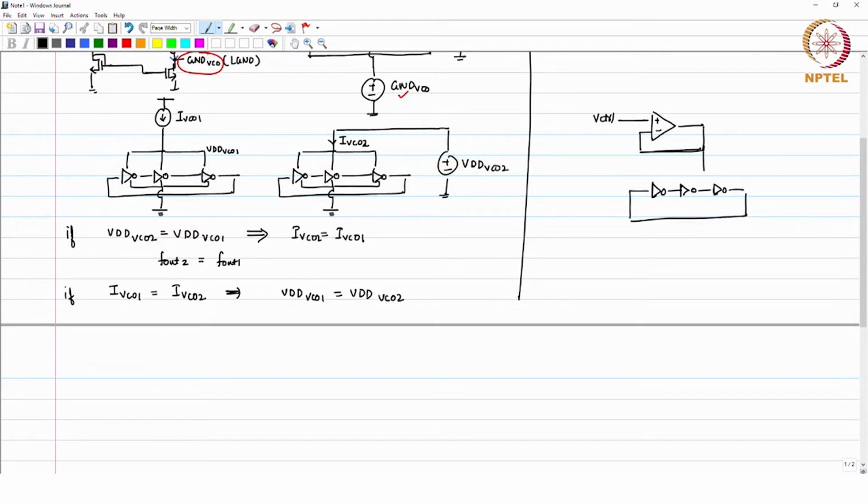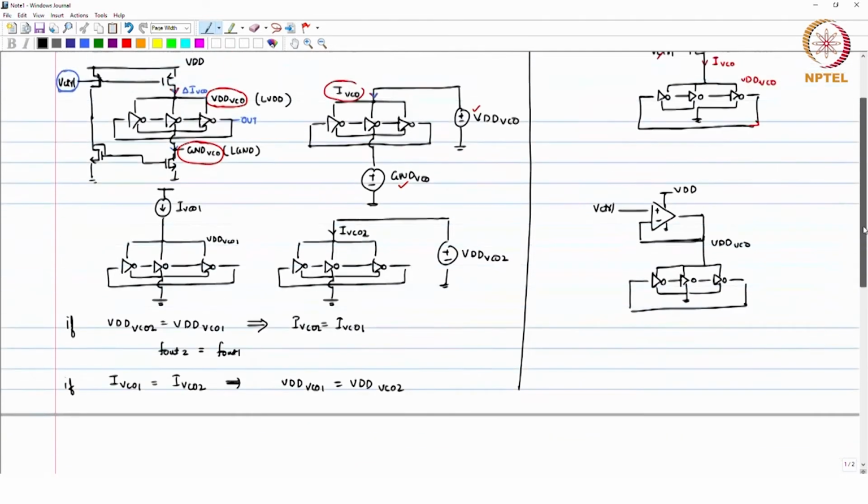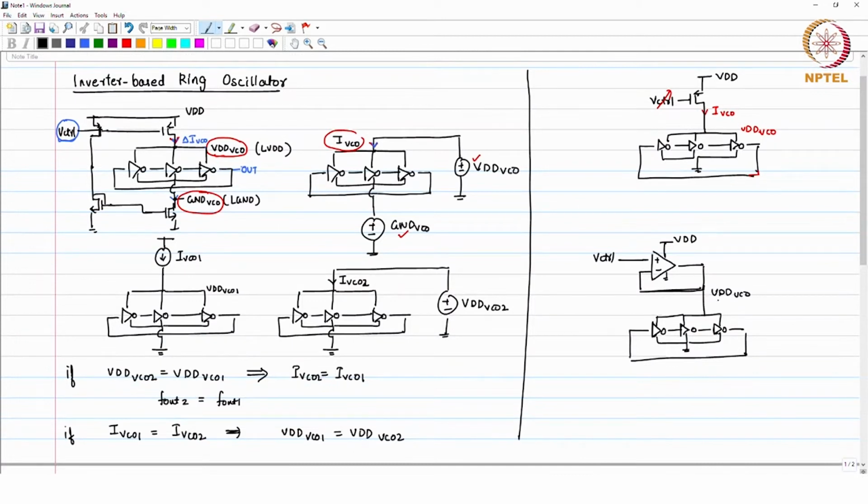So, these are all grounded. This is VDD VCO. The amplifier, you can have connected to VDD. This is one way. Here, your VDD VCO is directly controlled using V control. If the amplifier has enough gain, then your VDD VCO will always be equal to V control. So, you control the voltage which is connected as a supply to the inverter, and that is how you control the output frequency.